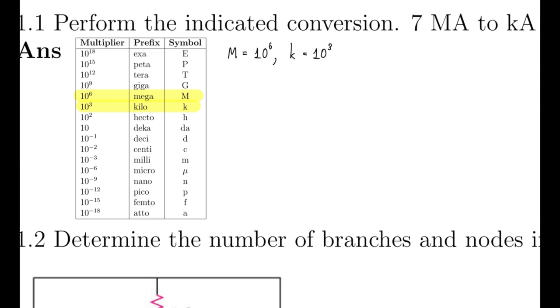We can then rewrite 7 megaamps as 7 times 10 to the power of 6 amps. Then, we can pull out 10 to the power of 3 to the right, and transform it into kilos. Therefore, we get that 7 megaamps is equal to 7 times 10 to the power of 3, or 7,000 kiloamps.